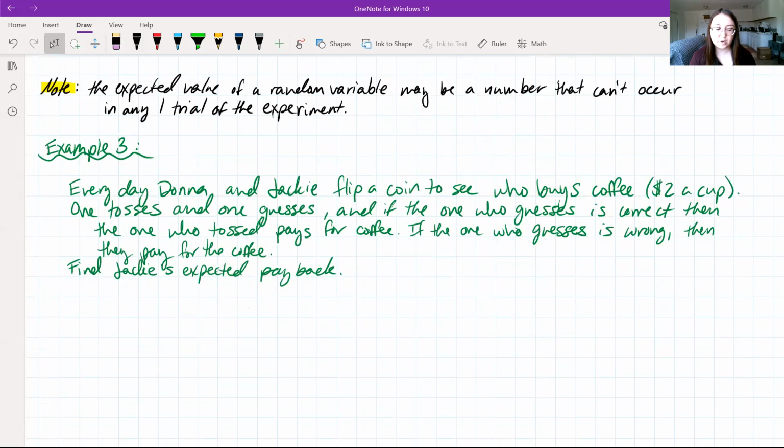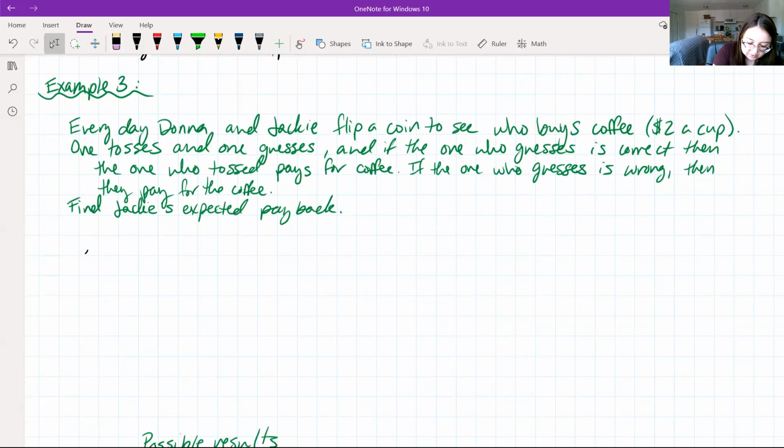One tosses and one guesses, and if the one who guesses is correct, then the one who tossed pays for the coffee. So if one person tosses and the other person is guessing, if they guess right, the other person pays. If the one who guesses gets it wrong, then whoever tossed the coin would not have to pay for the coffee. The person who guessed wrong pays for the coffee. So we want to find Jackie's expected payback.